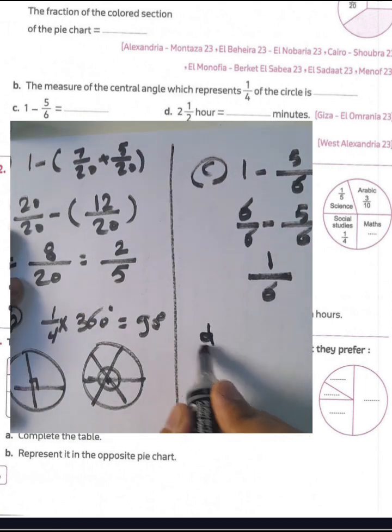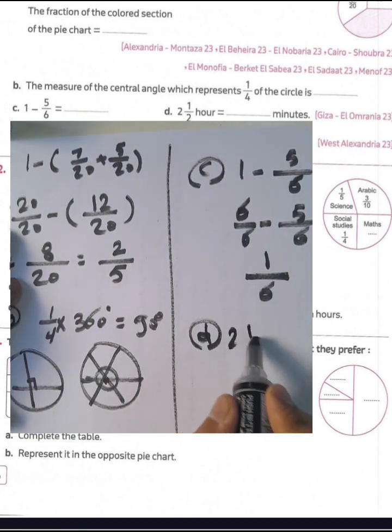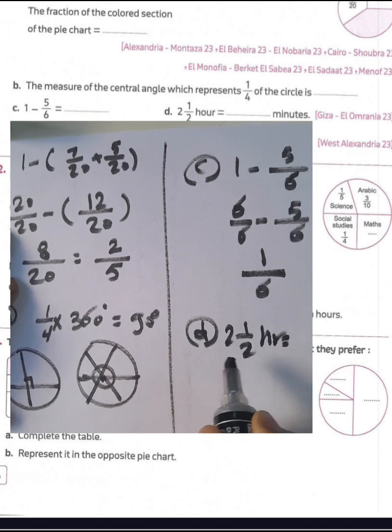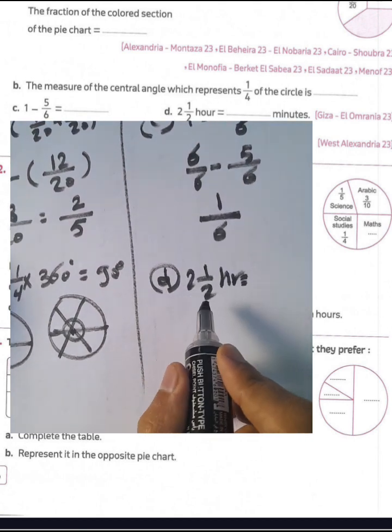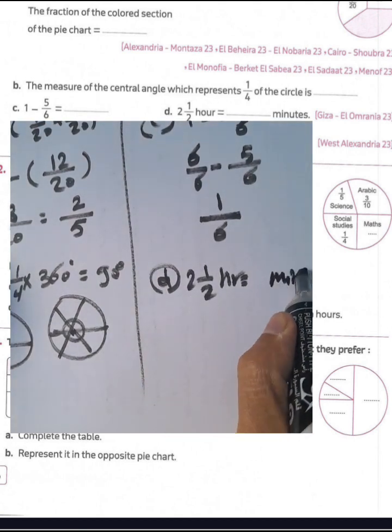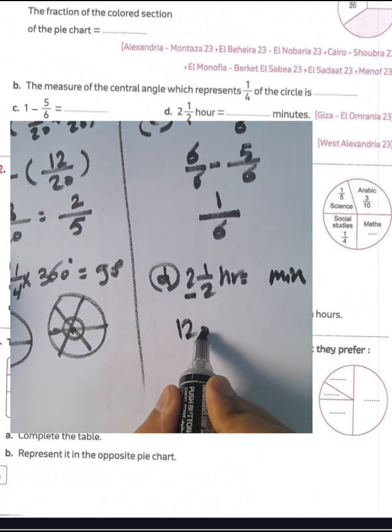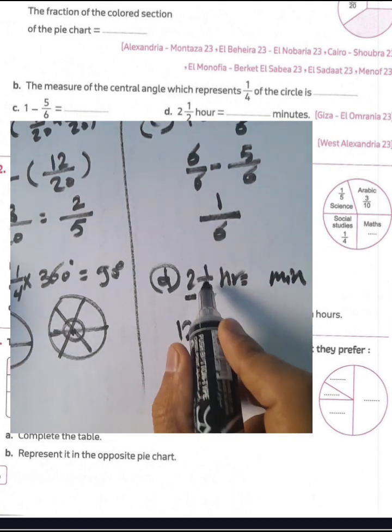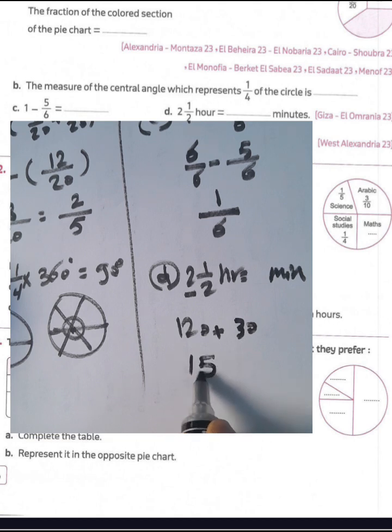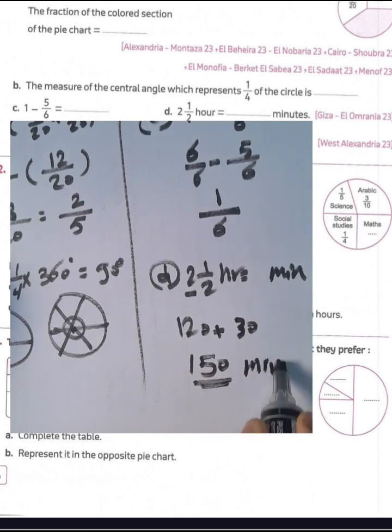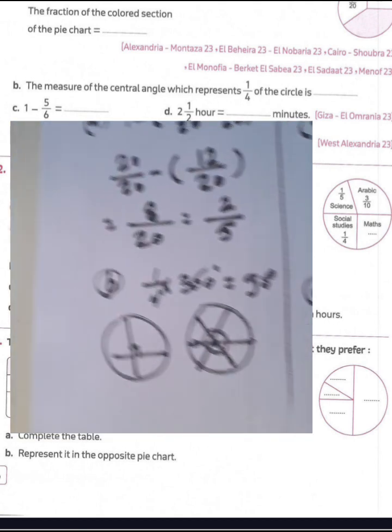Question letter D. 2.5 hours, we know 1 hour equals 60 minutes. Then 2 hours will be 120 minutes, and the half hour equals 30 minutes. Then the result will be 150 minutes. Okay, 150.